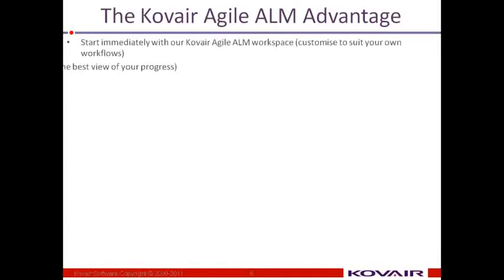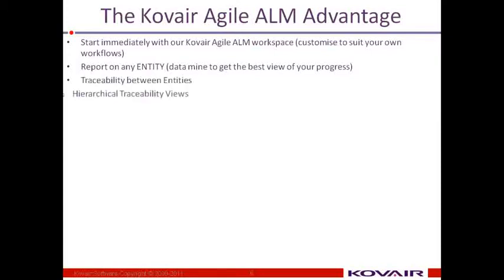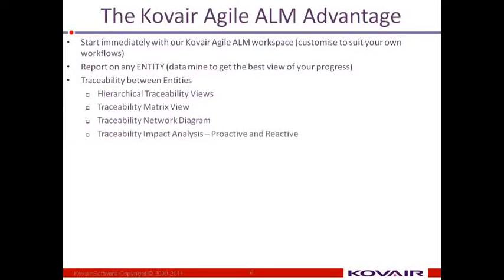Okay, so we can report on any entity. So what does that mean? Well, Kovair treats data elements as entities. So because we treat each element as an entity, we can report on it. Not only can we do that, but we can now report between entities and their relationships between entities. Therefore, we have a high degree of traceability.